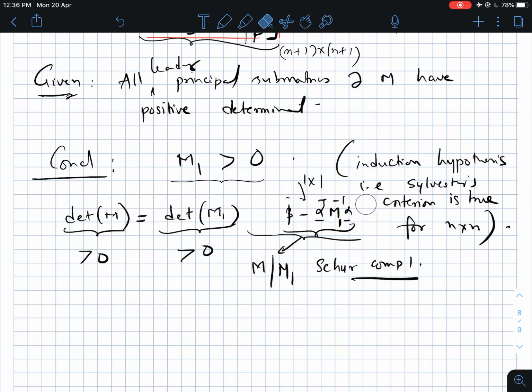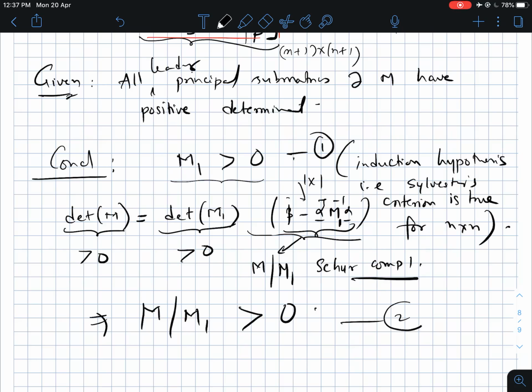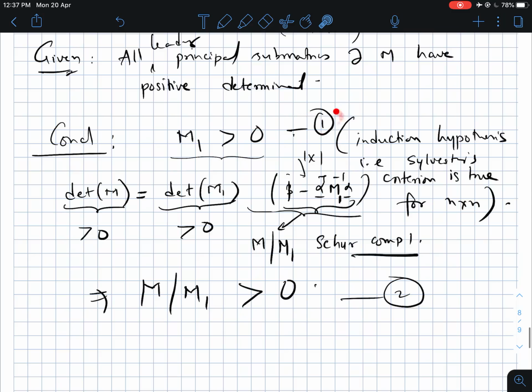So I might as well remove the determinant. You don't really need to say determinant, because for a 1 cross 1 matrix, the matrix and the determinant are the same. So what that means is that this quantity is positive. So this implies that M by M1 is positive. Now here is where we are done.